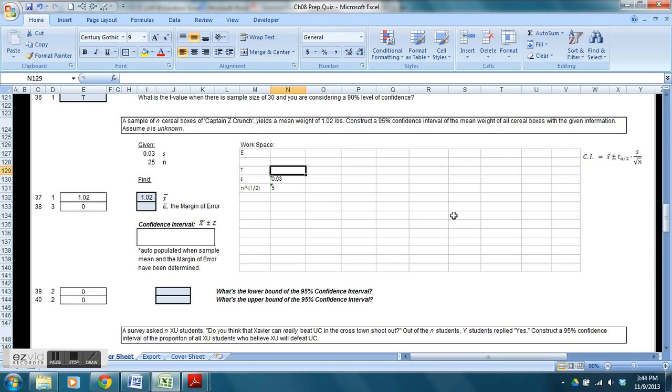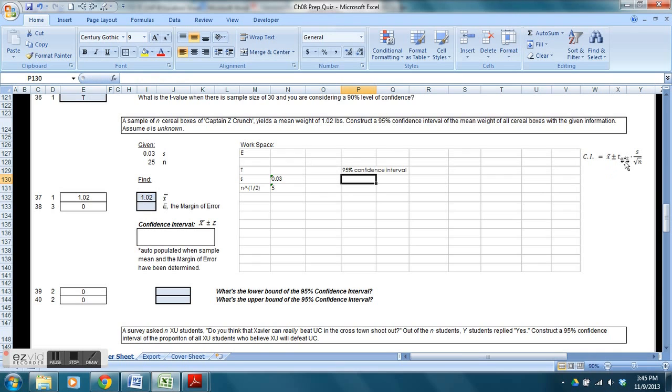When determining t, the first thing we need to determine is what our confidence level is, and our confidence interval is 95%. So 95% confidence interval.